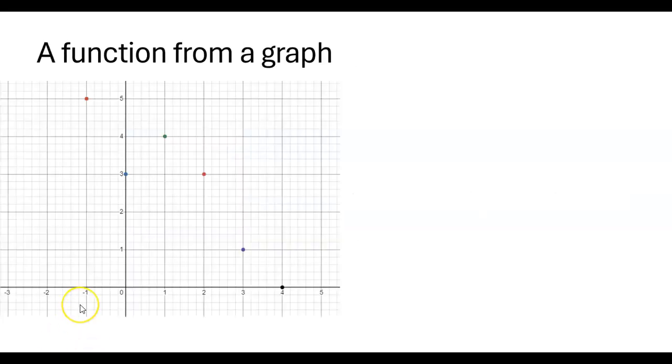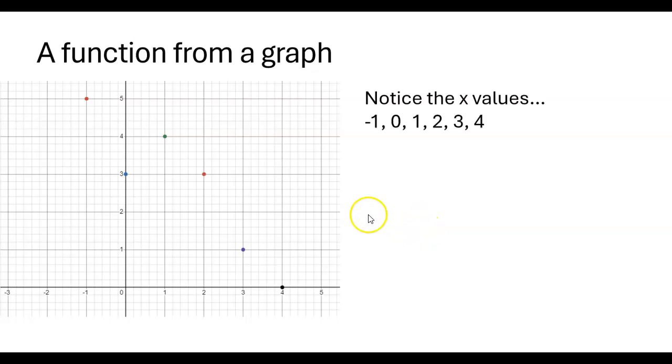Now let's look at a graph. You can see we have some points on the graph here. Let's notice the x values, because functions are about where those x values, the domain, need to go to exactly one y value. If I notice the x values, I have -1, 0, 1, 2, 3, and 4. Those are the x values of each of our points. Each one of those goes to just one y value.